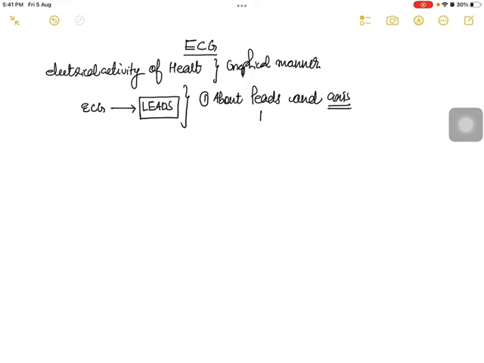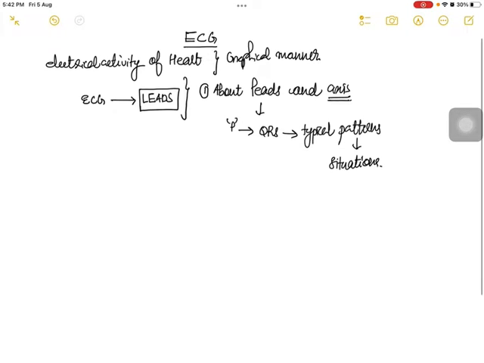Then we will deal with the P wave, the QRS complex, the typical patterns. Then we'll deal with situations. Okay, so it's good to start, right?